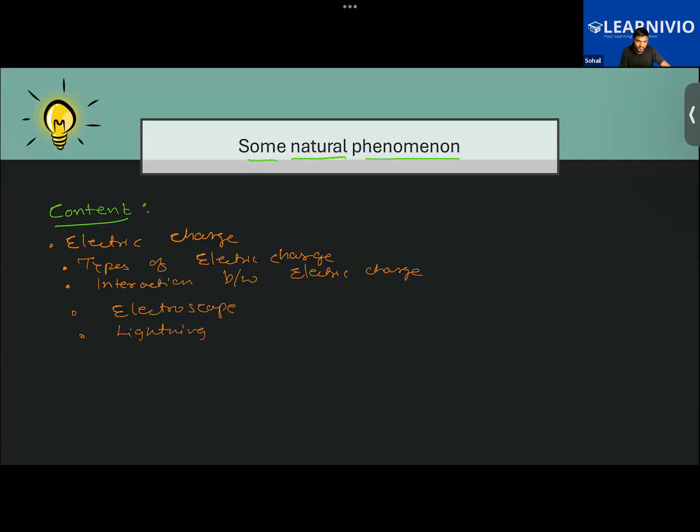Lightning. Okay, so we will learn about this. Like you would have seen the bright flash of light in the sky. So why does it occur? Okay, now why does lightning occur? We'll be learning about these things.